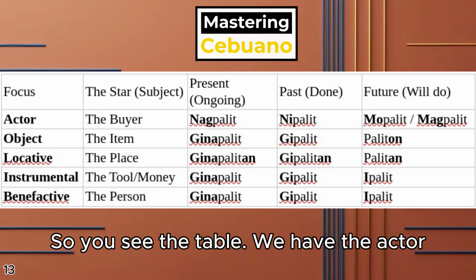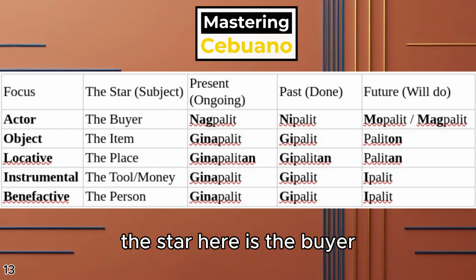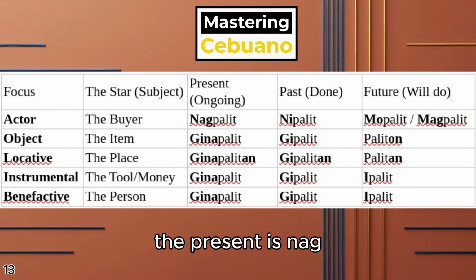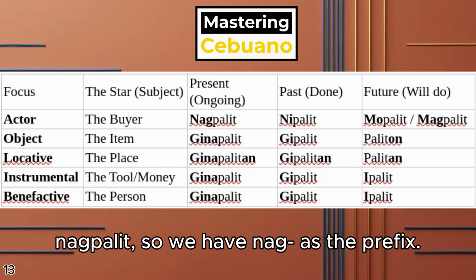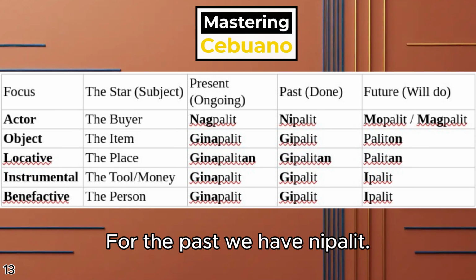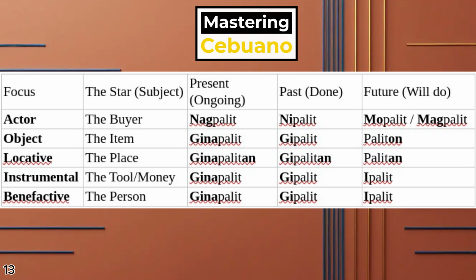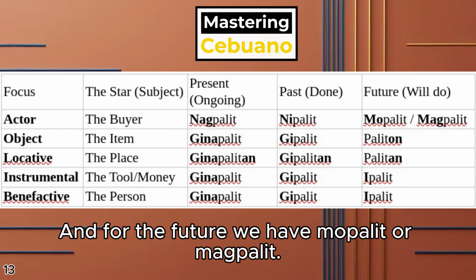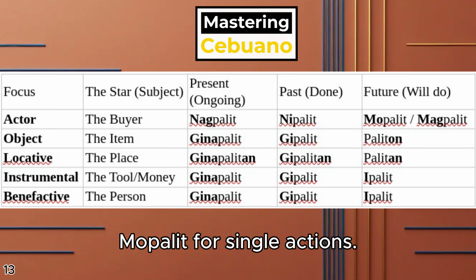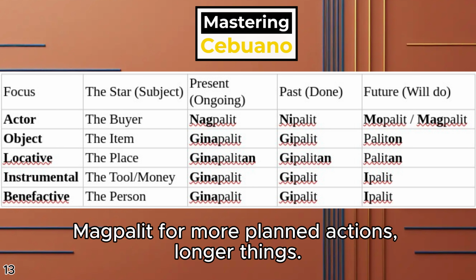So you see the table, we have the actor, the star here is the buyer, the present is nakapalit, so we have naka as the prefix. For the past, we have nipalit, ni is the prefix, and for the future, we have mopalit or makapalit. Mopalit for single actions, makapalit for more planned actions, longer things.